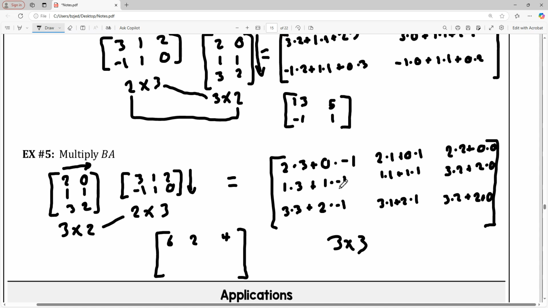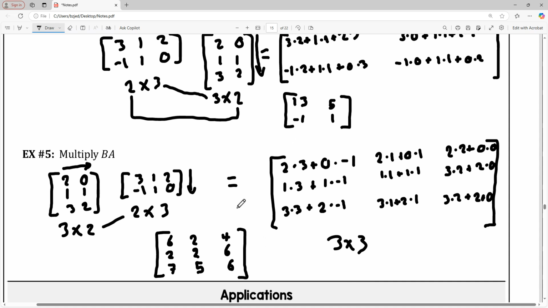1 times 3 is 3 plus negative 1 times 1 is negative 1. I'm getting 2. 1 times 1 is 1 plus 1 times 1 is 1. I'm getting 1 plus 1 is 2. 3 times 2 is 6 plus 2 times 0 is whatever. So I'm getting 6. 3 times 3 is 9 plus 2 times negative 1 is negative 2. I'm getting 7 for down here. 3 times 1 is 3, plus 2 times 1 is 2, 3 plus 2 is 5. And last but not least, 3 times 2 is 6, plus 2 times 0 is 0, so 6 plus 0 is 6. So this is my final 3 by 3 matrix.